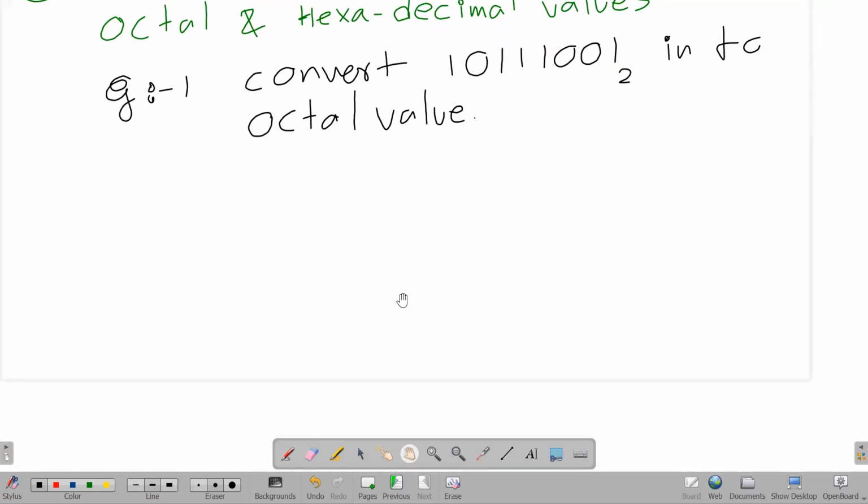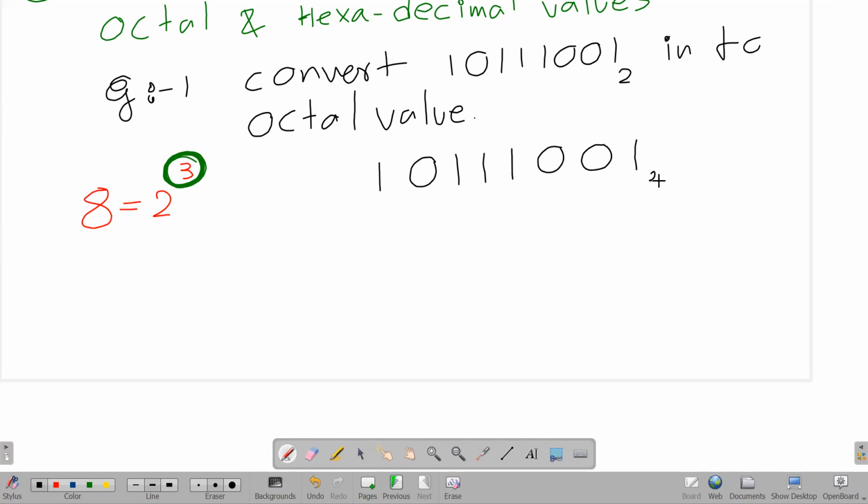Now, when you are converting a binary into octal, you have to remember the relationship between the octal base and the binary base, right? The octal base is 8, and 8 is equal to 2 to the power 3. This is the factor that helps us do this conversion. So here comes the binary value that we have to convert.